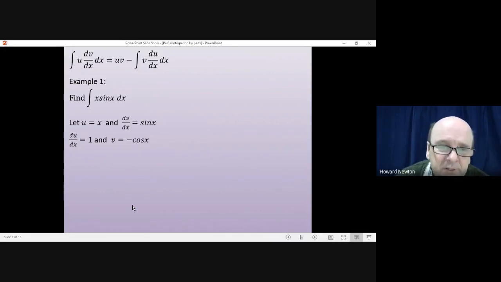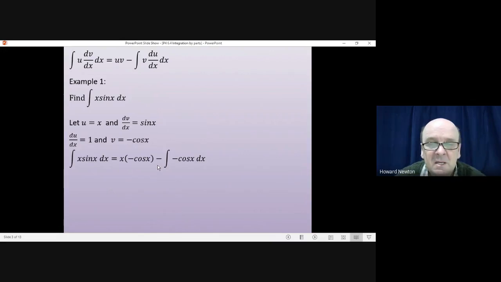Okay, let's have a look at this. So we are just substituting in for u, v, and du by dx. U, that's equal to x, so we've got x here. V, that's equal to minus cos x, we've got minus cos x here. Take away the integral, v again, which is minus cos x again. Du by dx is just 1, so when I times by 1, it stays as minus cos x.